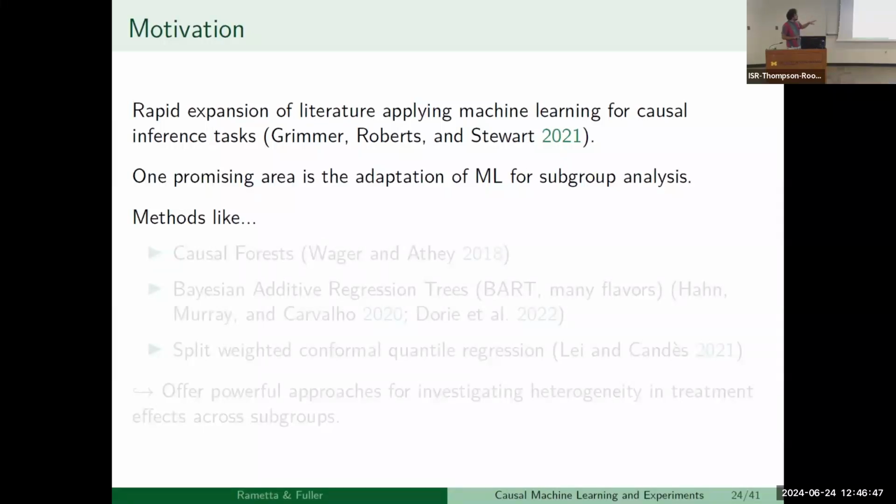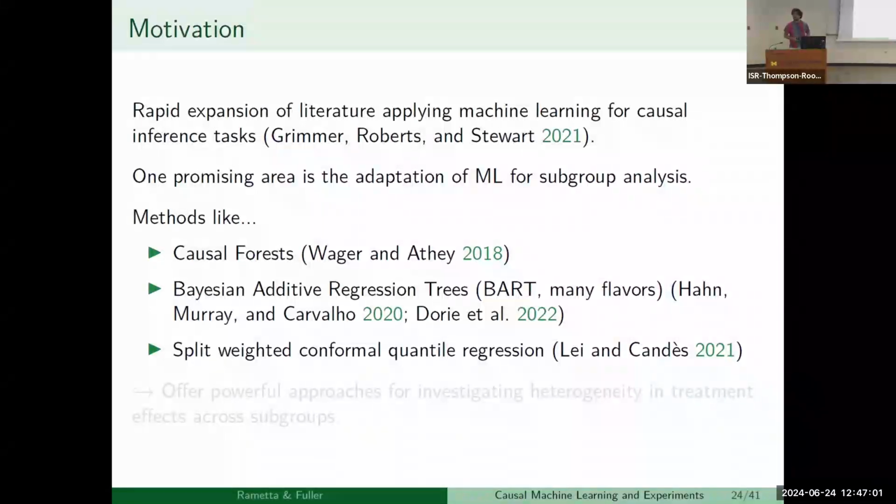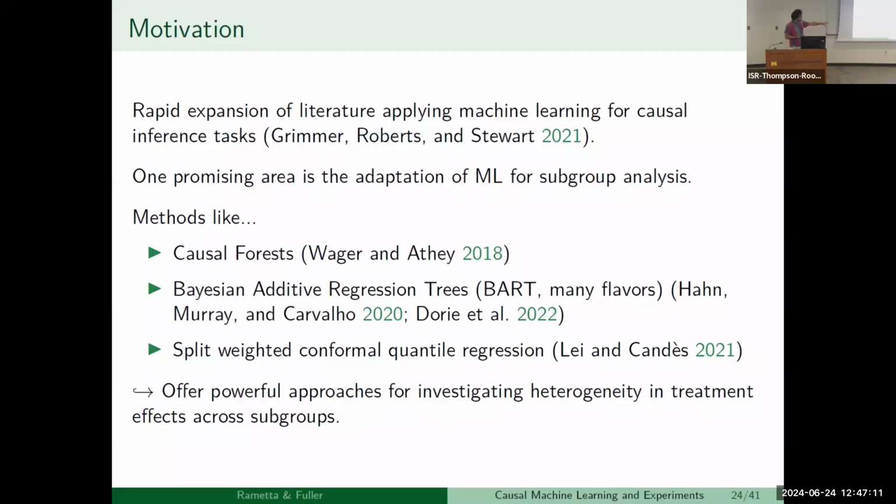And so let's talk about a few of the methods that we already mentioned. Like causal forests, we have Bayesian additive regression trees, if you want a Bayesian flavor of this stuff. We don't touch it, but feel free to if you want. And then there's also even stuff very fancily named, split-weighted conformal quantile regression. So there's a bunch of different kinds. This is literally just 3 out of probably dozens and dozens. But generally speaking, these offer powerful approaches for investigating heterogeneity in treatment effects across subgroups. So it's very useful in the context of experiments.